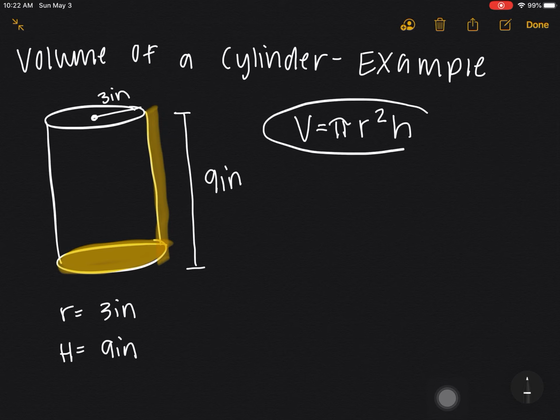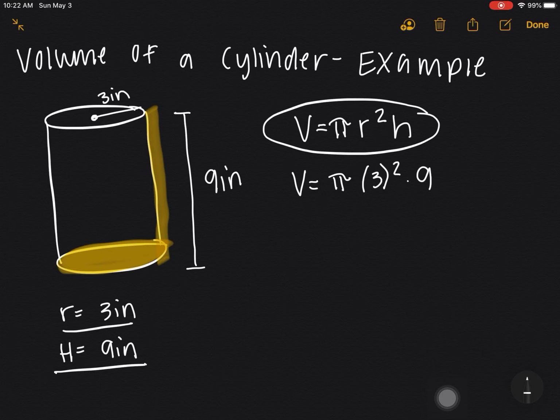So here's the formula that we're going to be using today to calculate the volume. So just like we did with surface area, we're given the radius, we're given the height. At this point, all we need to do is plug those into our volume formula. So volume equals pi, our radius is 3 squared, times our height, which is 9.